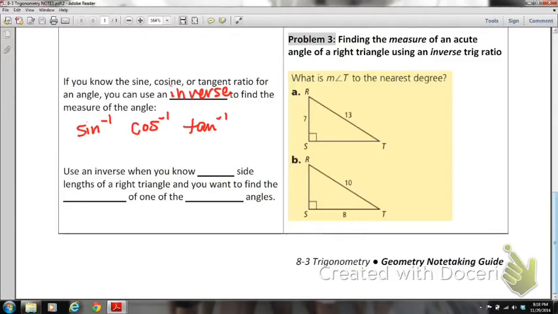The last thing on your notes is to use an inverse. You're going to use an inverse when you know two sides of a right triangle and you want to know the measure of one of the acute angles. That's the only time you're going to use an inverse function.